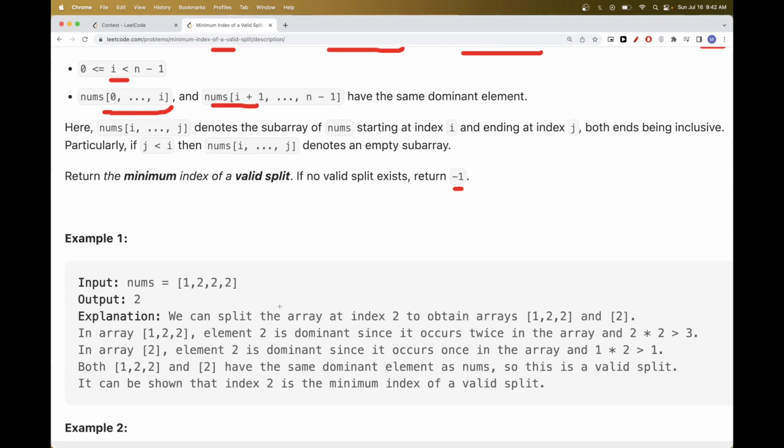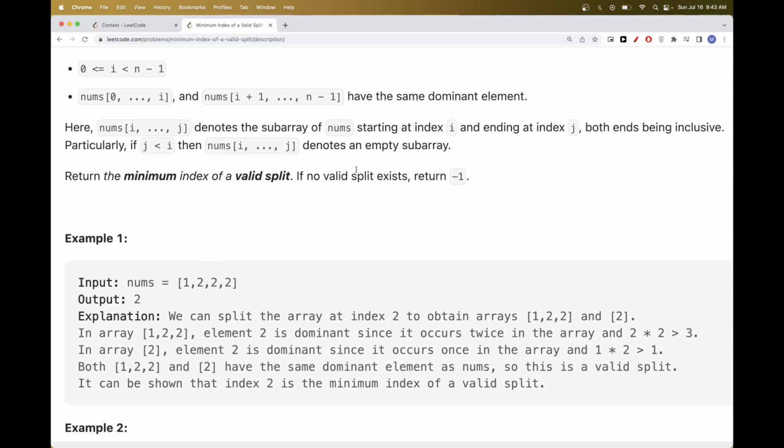So let's take a look at this array here. So the minimum valid split is actually this one. Because here we get 2 occurs 2 times, and on the right 2 occurs 1 time, and for both of them, if we multiply it by 2, then it's 4, and 4 is bigger than the length of the subarray here, which is 3, and here 2 multiplied by 1 is also bigger than 1, which is the length of the subarray.